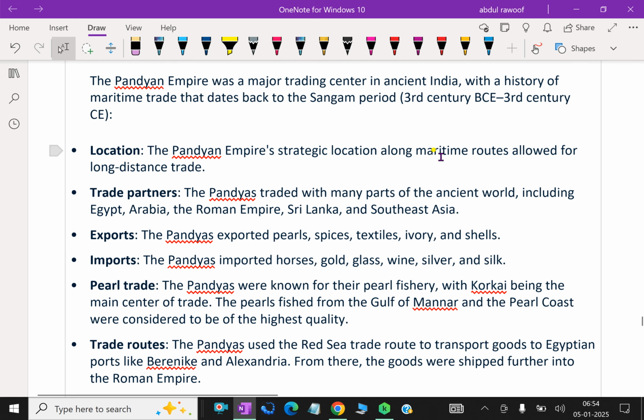The Pandyan Empire was a major trading center in ancient India with a history of maritime trade that dates back to the Sangam period, 3rd century BCE to 2nd century BCE. 3rd century BCE to 3rd century CE, nearly 700 years. Location. The Pandyan Empire's strategic location and maritime routes allowed for long distance trade.